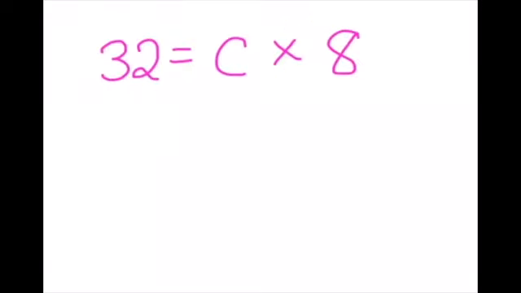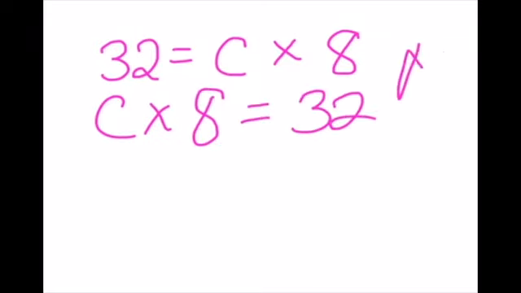Let's try another problem with a variable. And oh my goodness, there's going to be a lot of times this year and beyond where you will see a problem written like this: 32 equals C times 8. Please don't let that scare you. You know what that really means? It's just flipped around. C times 8 equals 32. These are the same thing, but sometimes you will see the answer first and then the problem. But do not let that scare you, because it is the same thing as saying C times 8 equals 32.